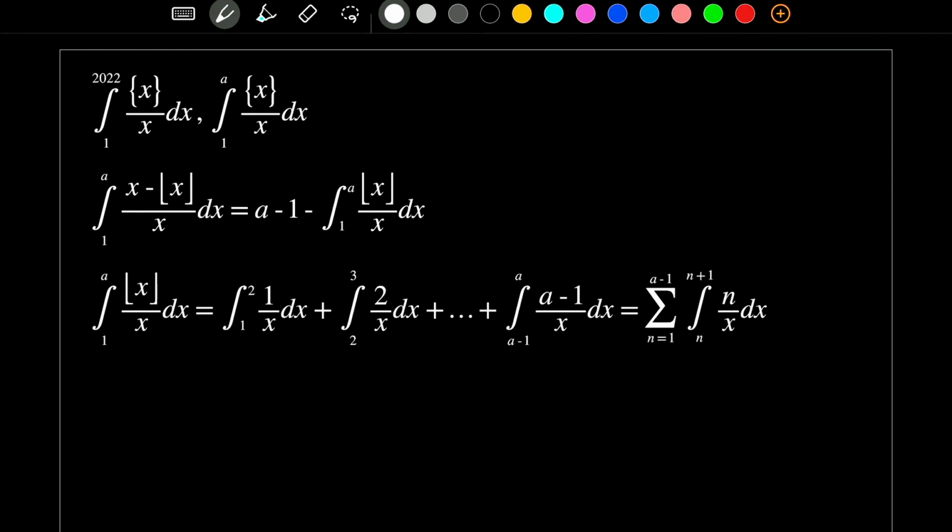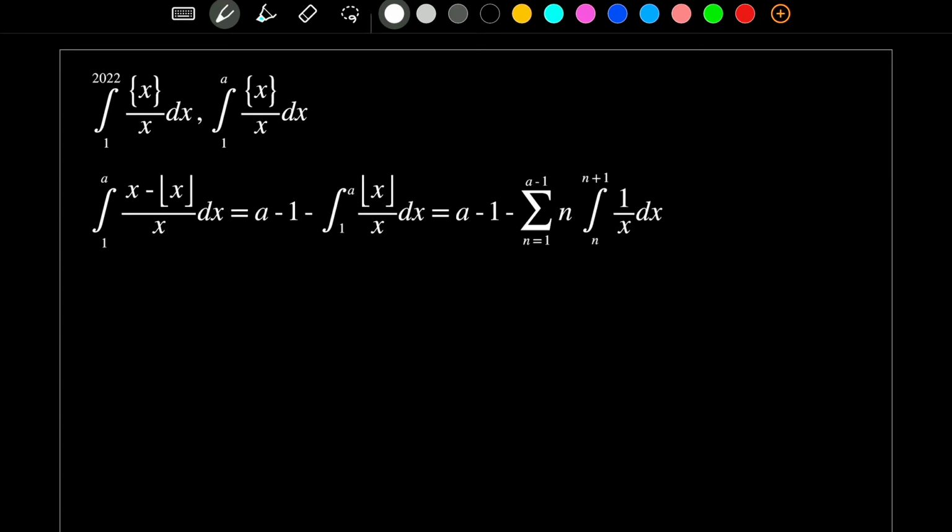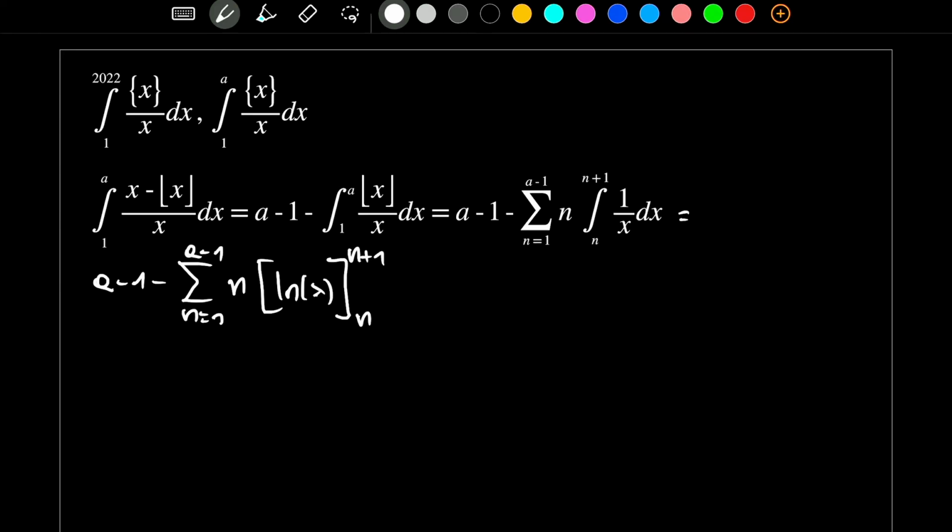Awesome. So let's bring this result over here. So we've got a minus 1 minus the sum from n equals 1 up to a minus 1 of n times the integral from n to n plus 1 of 1 over x dx. So this next part is going to be equal to a minus 1 minus the sum from n equals 1 up to a minus 1 of n times the logarithm of x evaluated from n to n plus 1. So again, this integral is quite trivial.